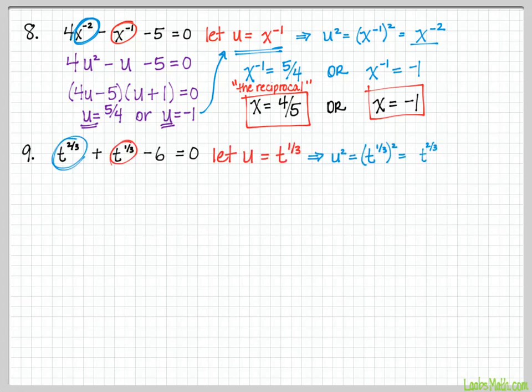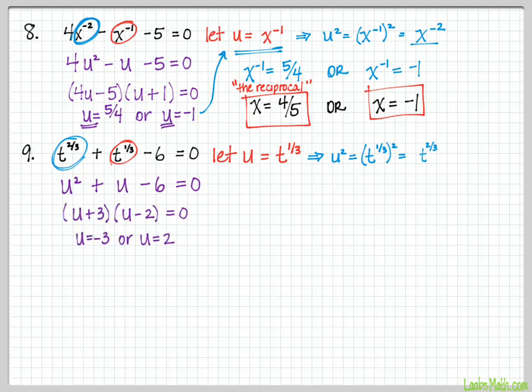Number 9, I'm going to do my u substitution. So I've got u squared plus u minus 6 equals 0. It's factorable. I solve for u. I substitute back in my t to the 1/3. And I have t to the 1/3 equals negative 3 or t to the 1/3 equals positive 2. We want t to the first, not t to the 1/3.